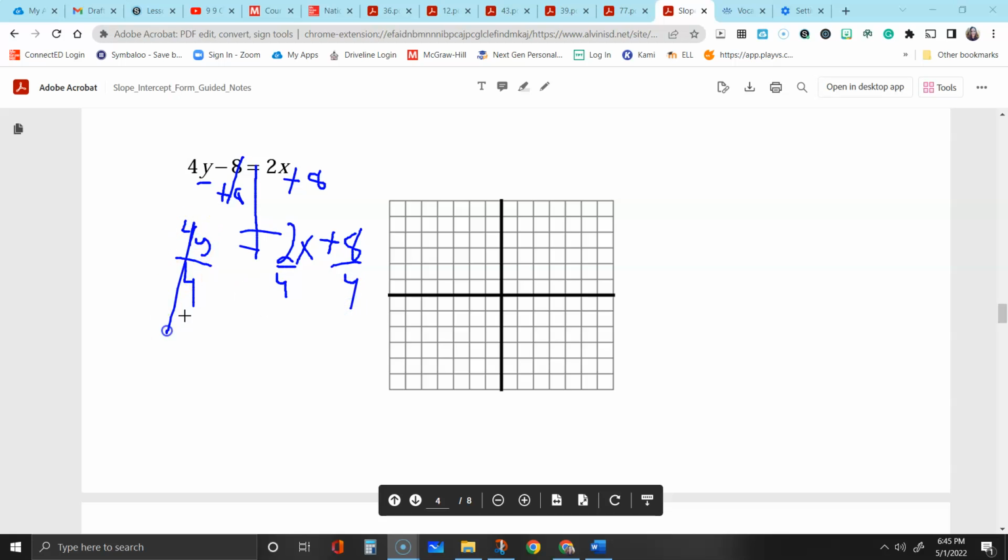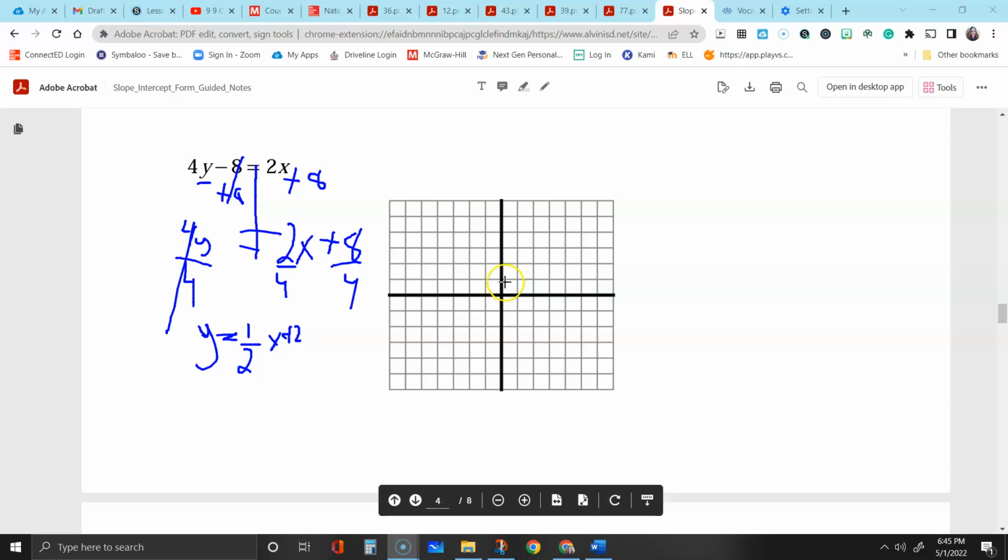The 4's cancel out. We get y, that's the form we want, equals 2 divided by 4, which is the same as 1/2, right? 2 divided by 2 is 1, 4 divided by 2 is 2, so there's our slope. 1/2 x plus 8 divided by 4 is 2. So let's make our y-intercept.